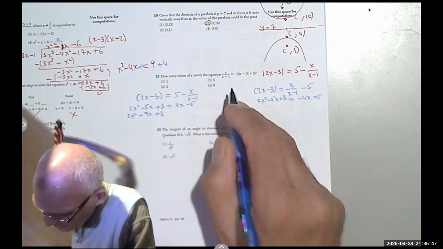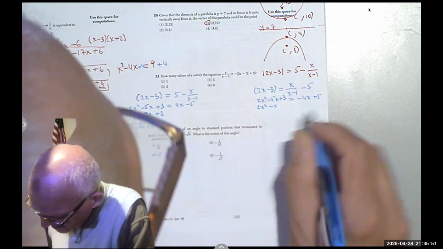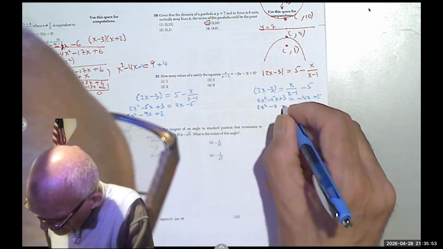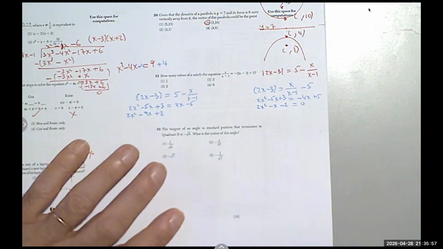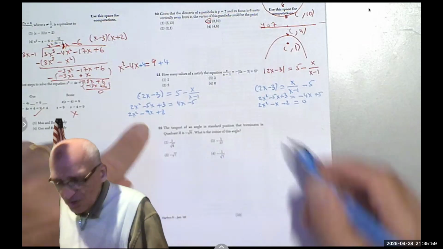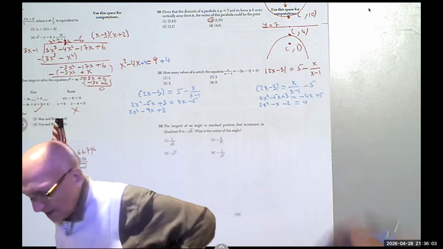So when you add 4x, this would be negative x, and when you subtract 5, you get negative 2. And then you use the quadratic equation. That's why I said you should expect to get 4 answers, right? Plus or minus, plus or minus.